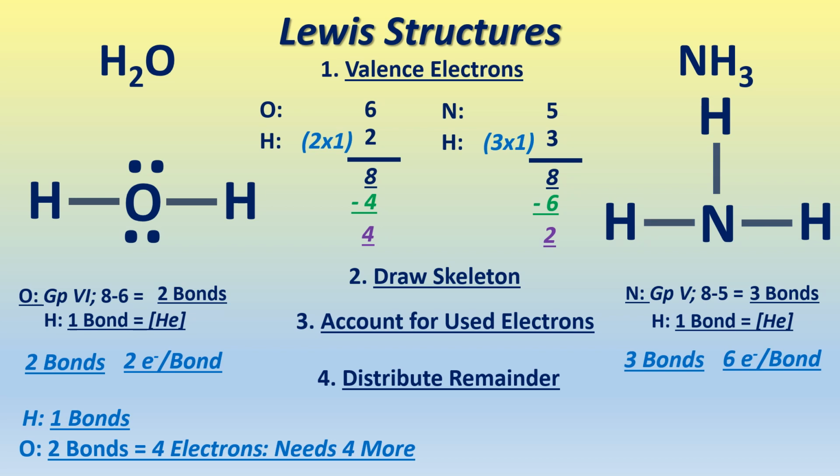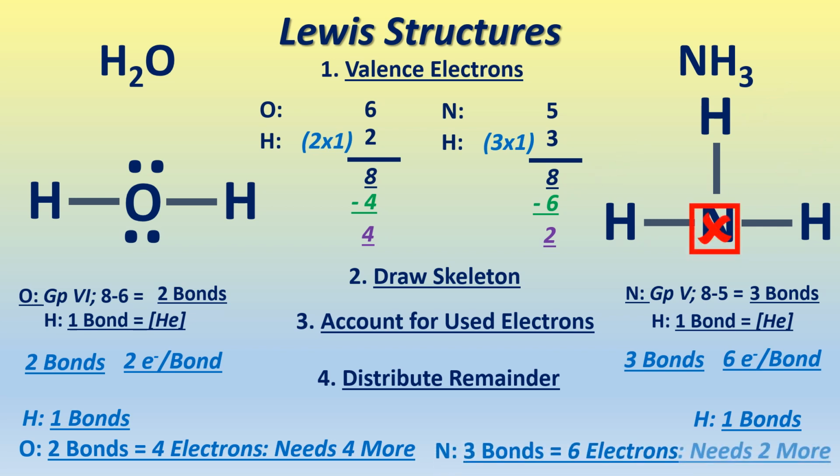Again, the hydrogens are happy. Each hydrogen has 1 bond. They are satisfied, but if I look at the picture and I look at the nitrogen, nitrogen only has 6 electrons and it needs 2 more to get to the magic number of 8. However, I have 2 electrons left, so they go to the nitrogen, and that is what ammonia looks like.